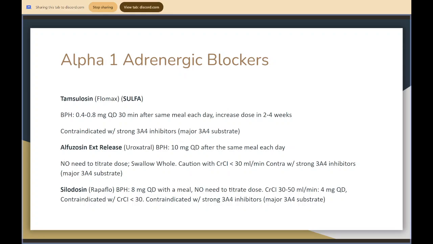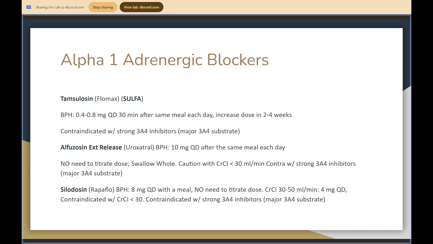We increase the dose in 2 to 4 weeks. It is contraindicated with strong 3A4 inhibitors. Tamsulosin is a major 3A4 substrate. Can anyone tell me a 3A4 inhibitor? 3A4 inhibitor into the chat. Here it says strong, so let's try to stick to the strong. I will accept moderate, however, I prefer strong. Very good.